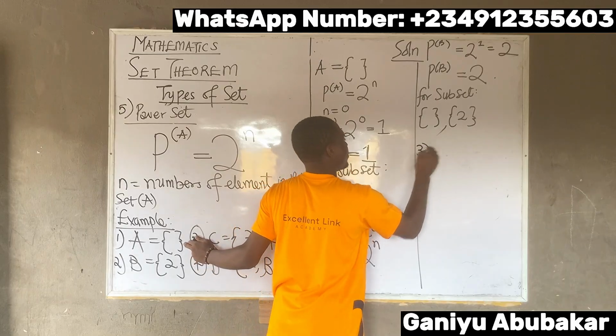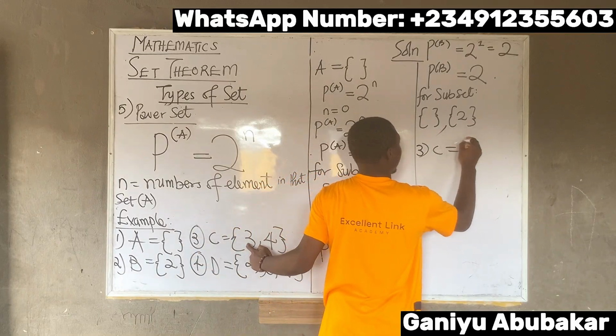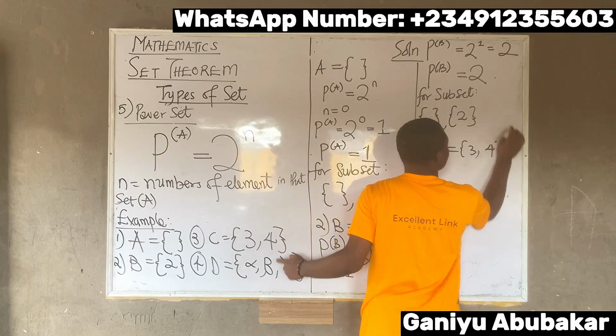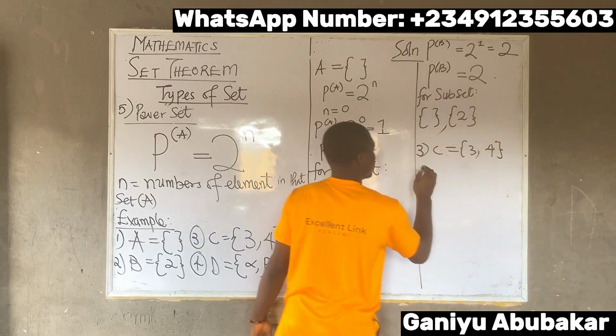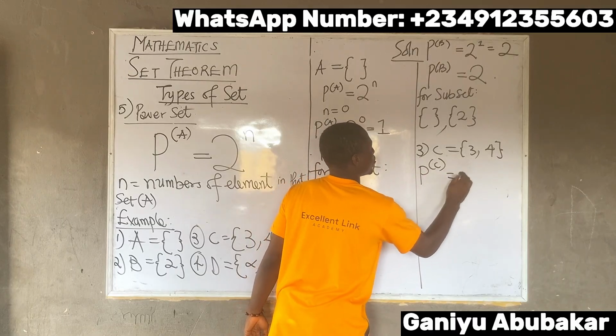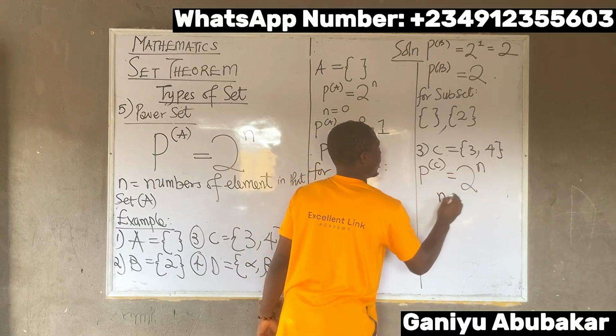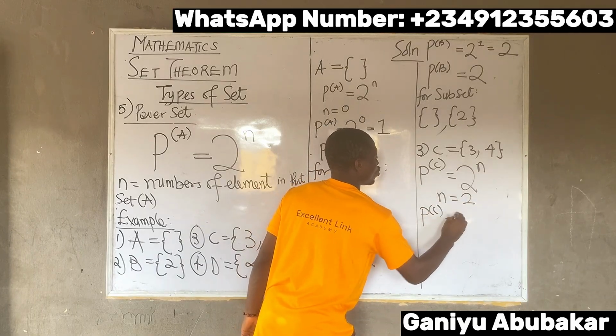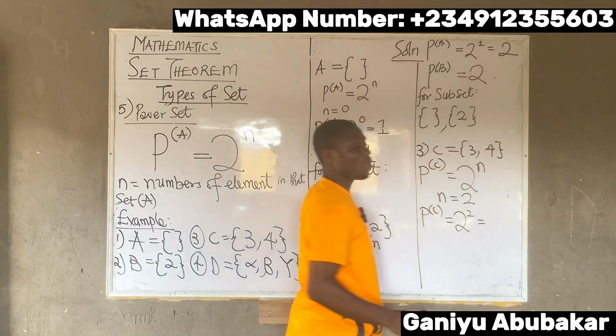What's number 3 there? C, abi. What's C? I have 3 and 4. What's n here, please? What's n? So P of C is what? 2 to the power n. What's n here? N is 2. That gives you 2 to the power what there? 2. What's 2 to the power 2?